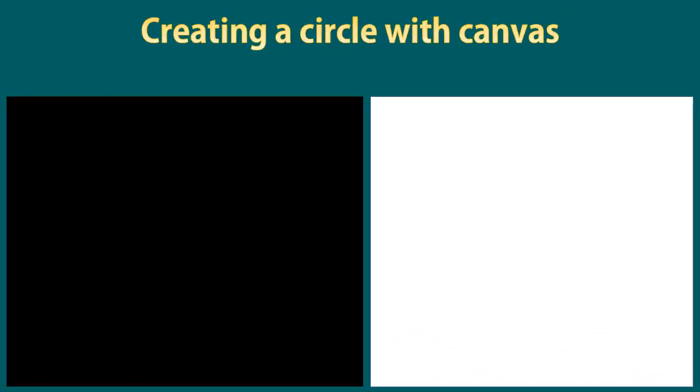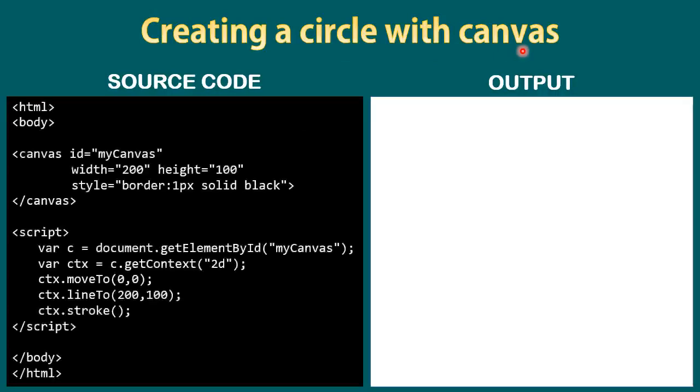Moving on to the next example, here we will discuss how to create a circle with canvas. To demonstrate this example, I am going to bring up the same source code that was used to create a line. Here you can see the moveTo method and lineTo method. Now this is not required in this example, so I will remove these two lines and use another two methods that are necessary to create a circle.